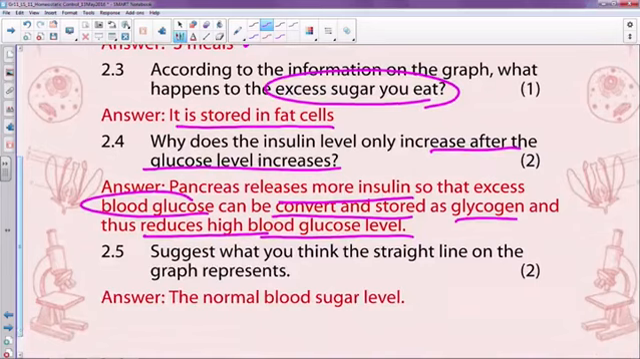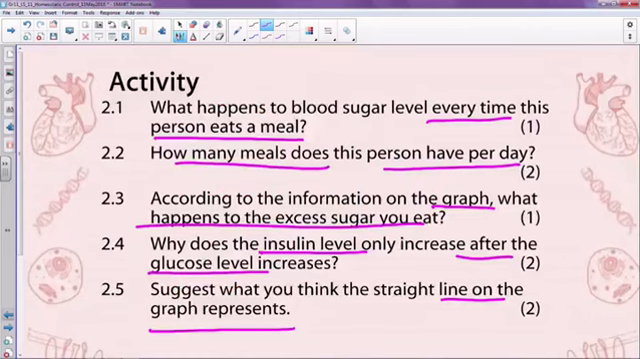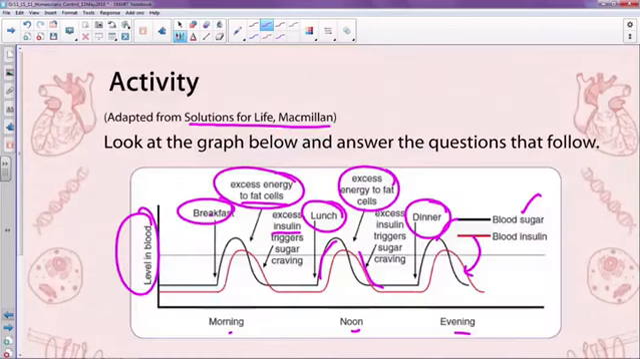2.5. Suggest what you think the straight line on the graph represents. I'm going to go to that graph again, but it represents the normal blood sugar levels. So when we go back to that graph, look at this line. I'm just going to darken it here. Here we see a straight line, and that's essentially the line around which the blood sugar level remains normal. Here we're seeing it increasing, and here we're seeing it significantly below.